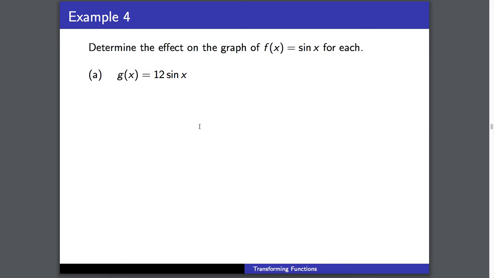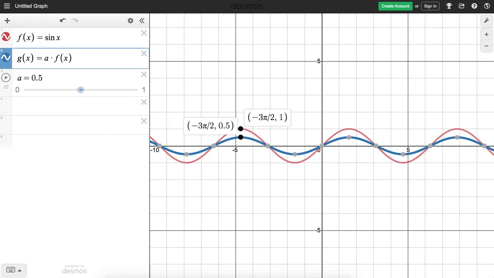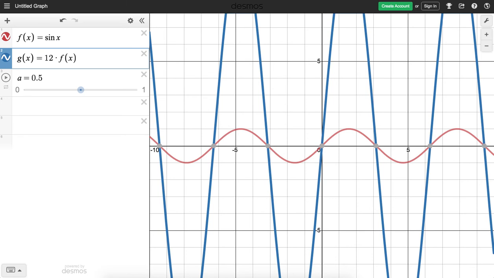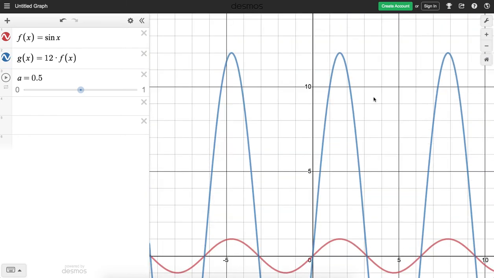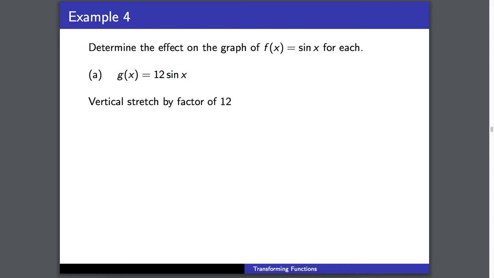So example 4, determine the effect on the graph of f of x equals sine of x for each. We have g of x equals 12 times the sine of x. With that one, if we do 12 times, now our function is way further away from the x-axis than it used to be. It is a vertical stretch by a factor of 12.